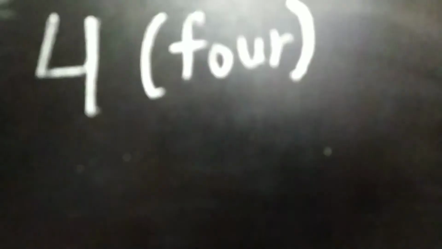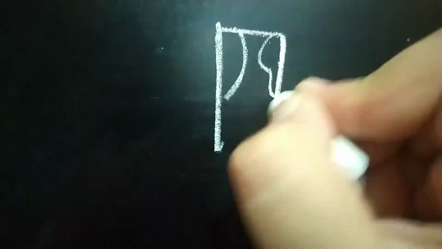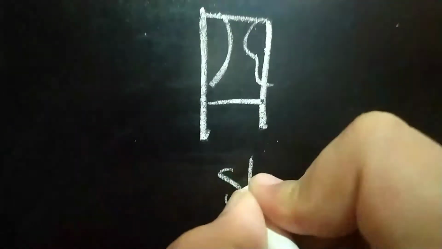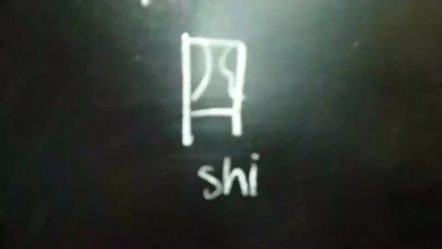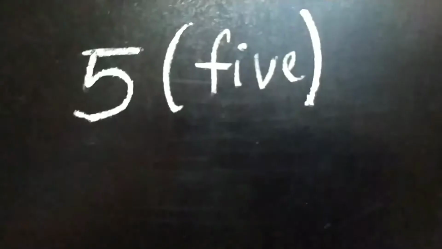3. It's written as san. Like three lines, it's called san. 4. It's written like this. It's really easy, and it is called shi. 5. It's called go and it's written like this.